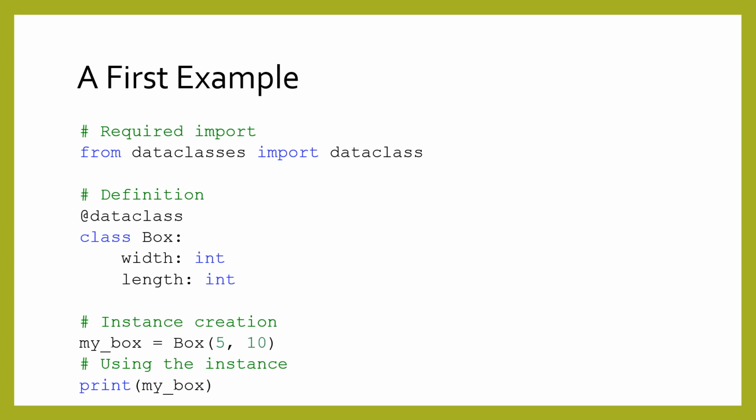Once defined, we can create instances of the data class using the constructor function, which has the same name as the defined data class. Storing the result in a variable allows us to use the instance later, such as shown here where we print the myBox variable. Each part of this example needs to be broken down further.